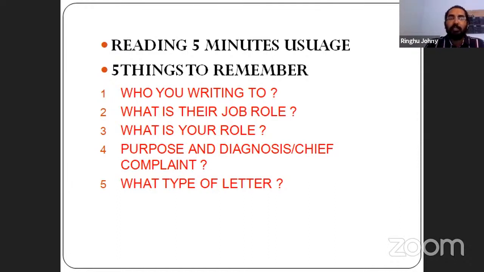So 5 things we need to remember before we start writing. And again, when you write a letter, we have 5 minutes reading time before we start writing.